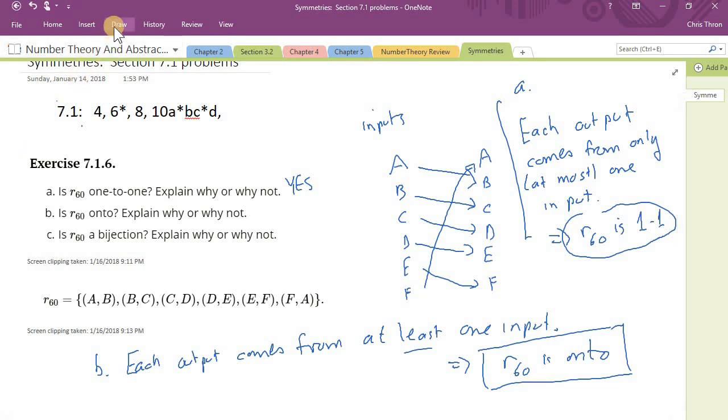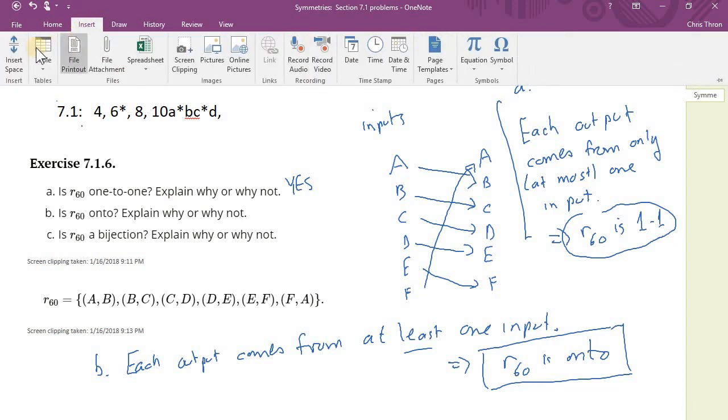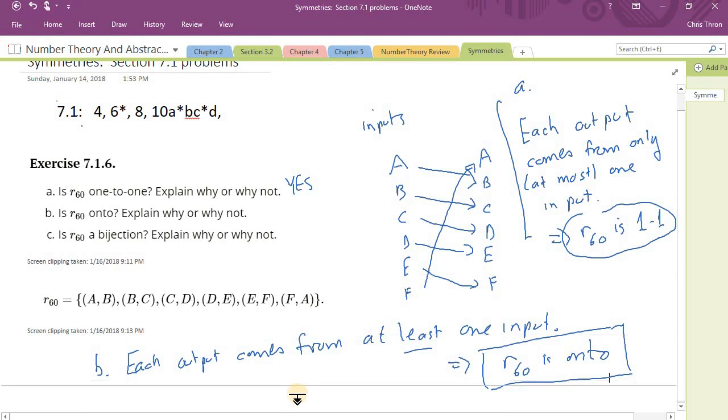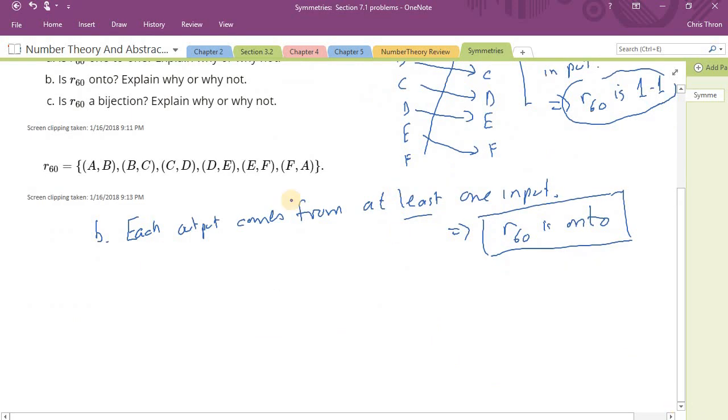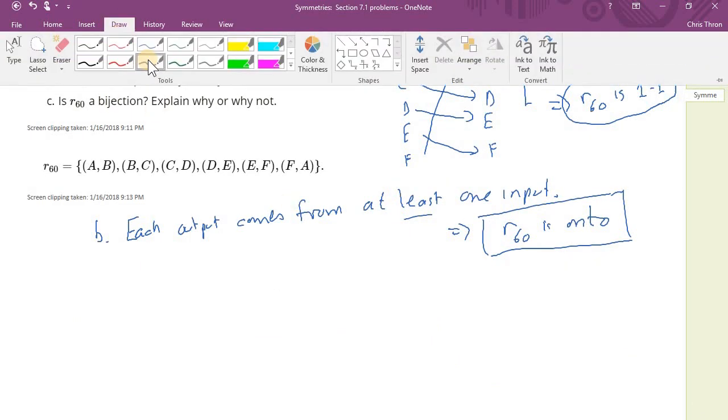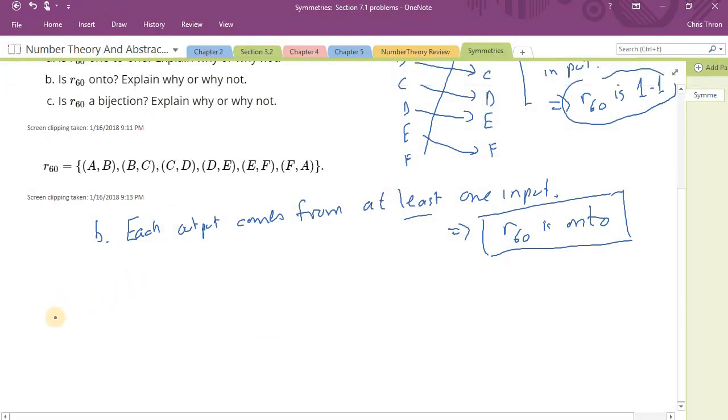So that's automatic. Let me insert another space here. So for part C, I can say R60 is one-to-one and onto, and that implies that R60 is a bijection.